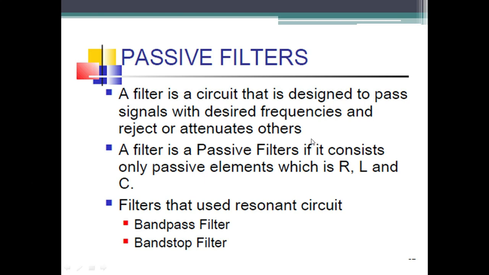A filter is a passive filter if it consists only of passive elements, that means resistor, inductor, and capacitor. For the resonance circuit, there are different filter configurations. First is the band pass filter, then the band stop filter, all pass filter, and notch filter. All these filters can be used for the resonance circuit. But here we see the basic ones, the bandpass filter and the bandstop filter.